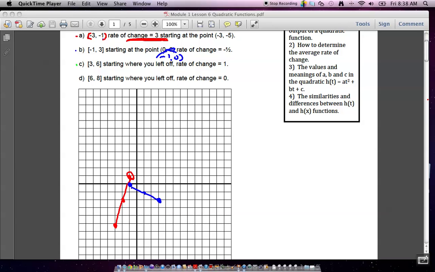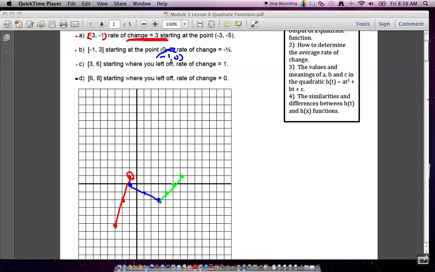Okay. Next. From 3 to 6, inclusive, so filled in circles, start where I left off, rate of change of 1. So up 1 over 1, up 1 over 1, up 1 over 1, and that would be 4, 5, 6. And I connect the dot.